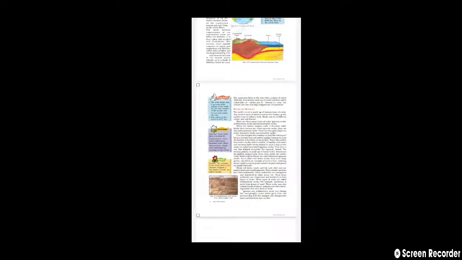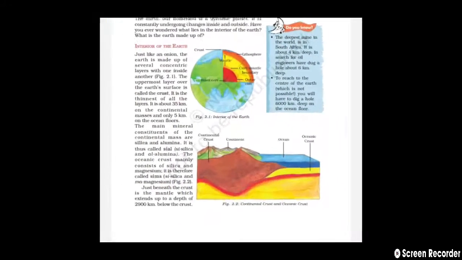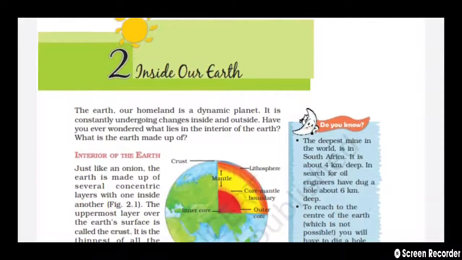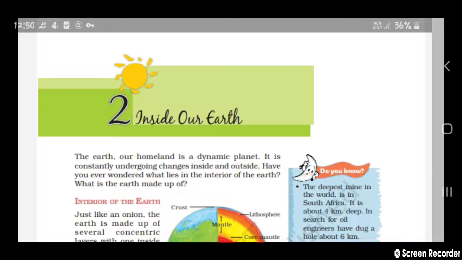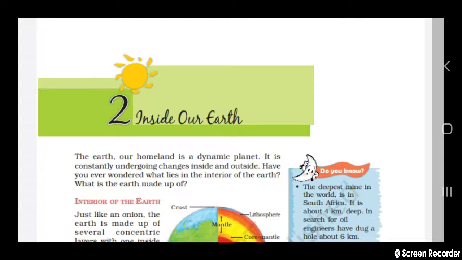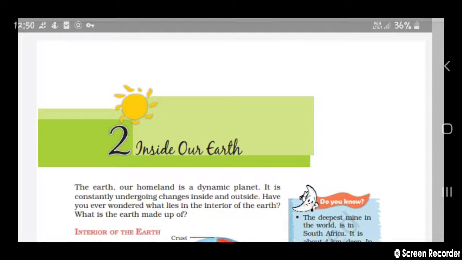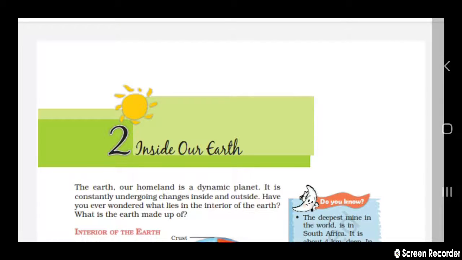So okay friends, this was your chapter, Inside Our Earth. I think you understand this small chapter. It is a short video because you learn only about igneous rock, sedimentary rock and metamorphic rock, and about some of the importance of rocks. That's all. This was your 7th standard CBSE second chapter, Inside Our Earth.